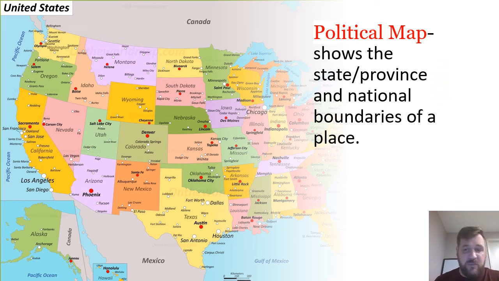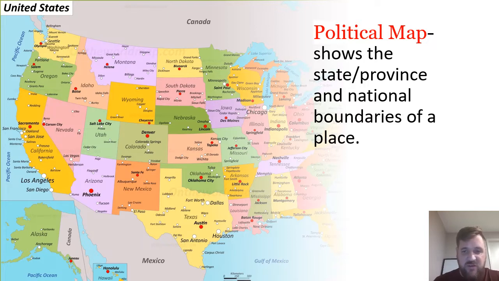Next, we have political maps. These show the state or province and national boundaries of a place. So these are lines on a map that just don't exist there in real life, but we have decided how we're going to chunk things together.